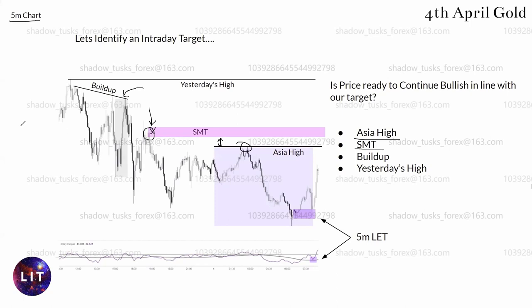So the 5M let usually helps us identify direction when it comes to an Asia inducement. Now you have to backtest this as well. Don't just take my word for it, backtest it. But you will see that the 5M let does have significance when it comes to the direction of where price may trade into Frankfurt or London Open as the first target of the day usually.